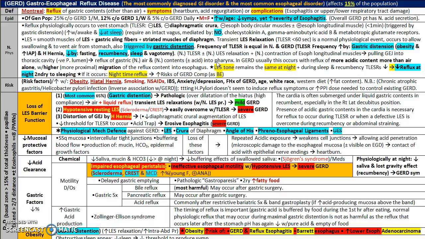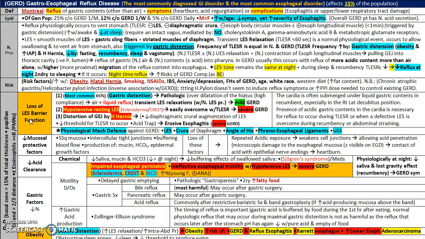That was all physiological. When you talk about pathology in GERD patients, reflux occurs with more acidic contents rather than air alone, along with higher, more proximal migration of the reflux content in the esophagus. That ends up with esophagitis. Regarding the risk factors of GERD, the main risk factors are obesity, hiatal hernia, smoking, and use of NSAIDs.